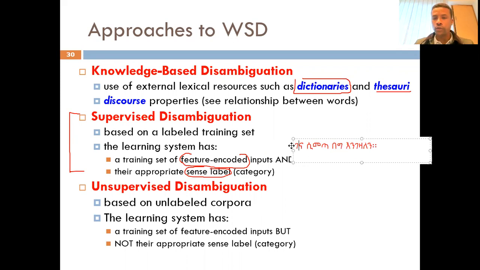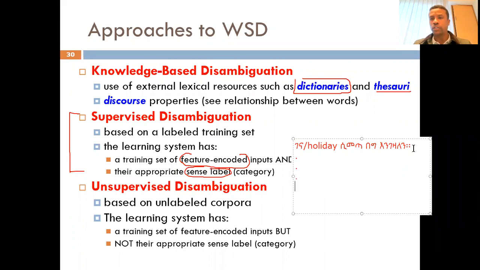So what we are going to do is put some piece of information here. We are going to say this is holiday. So it means the word gana in this sentence has the sense holiday. And we are going to have many such sentences. The idea in a machine learning approach is that we have many such sentences where the sense of the ambiguous word is annotated in the document. That's what we call the sense level or the category.